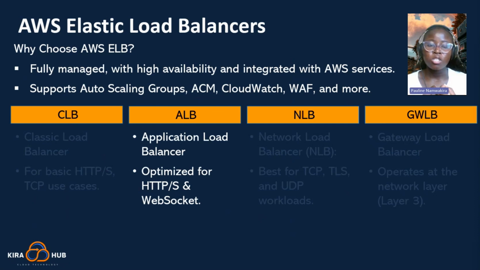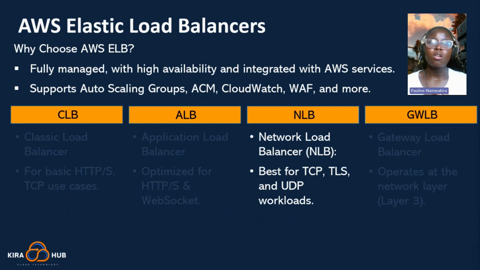We have the application load balancer, ALB. It's more advanced than the CLB, so it's a newer version, latest version. It's ideal for web applications, and it only supports HTTP, HTTPS, and WebSocket protocols. So the application load balancer works at the application layer of the OSI model, that is layer 7.